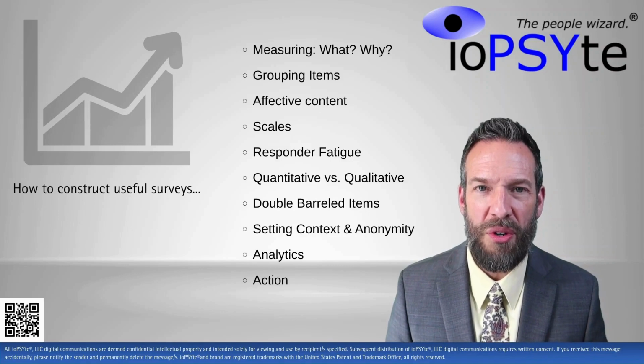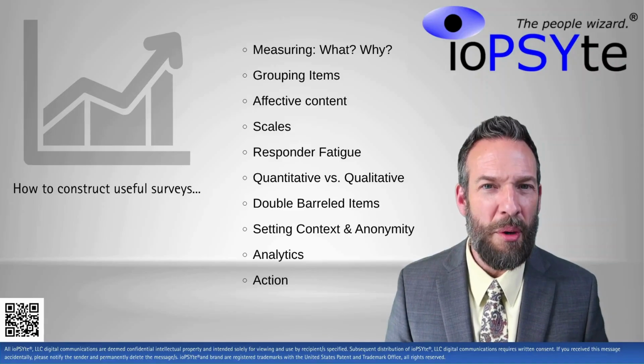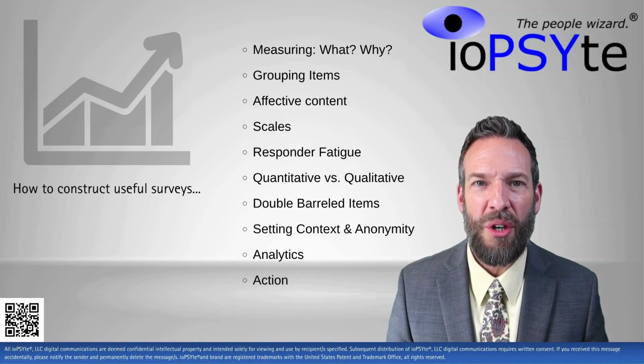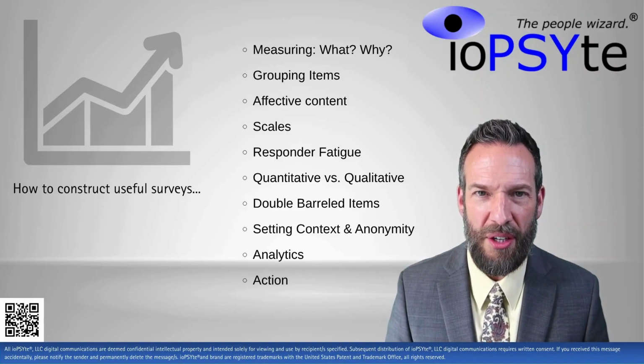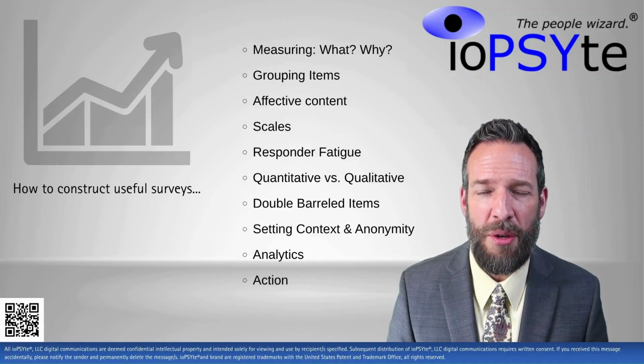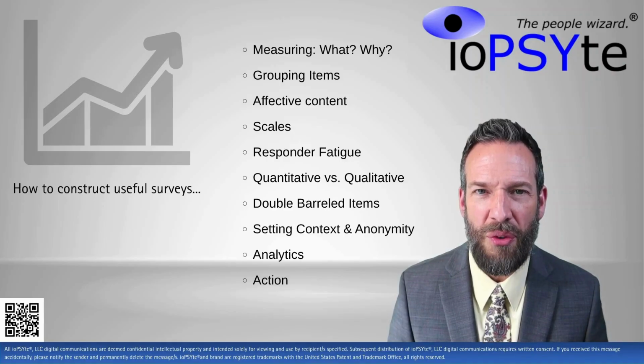Setting context is important. So it's important to lay out for the responder or the participant what the purpose of the survey is. What do we intend to do with the data? And what are we going to do in response to the data? How are they helping us? What's the purpose of the survey? It drives up motivation and engagement. Also, letting the respondent know how long the survey takes on average is helpful as well. That keeps them engaged. They can plan accordingly when they want to take the survey.